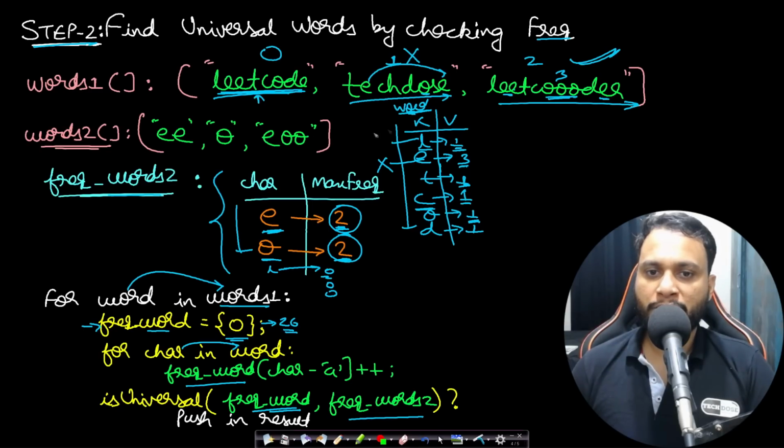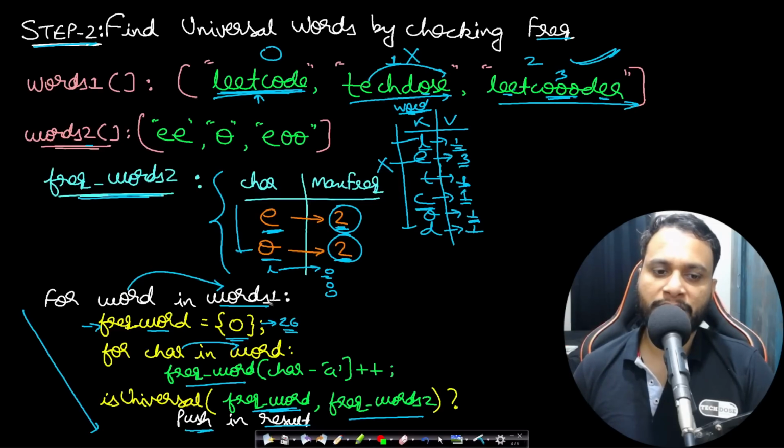So like this, if you keep on iterating for each of the word in words 1 and calculate their frequency map and compare it with the max frequency map of the words 2, then we will come to know which of the words are actually the universal word, right? And this is the step-by-step algorithm for the same. If you found that your word is a universal word, then we will be pushing it into the resultant list of string, because at the end we have to return the list of string as well.